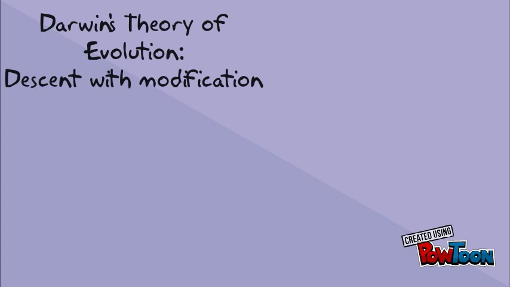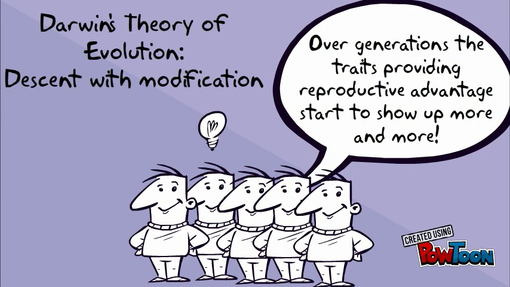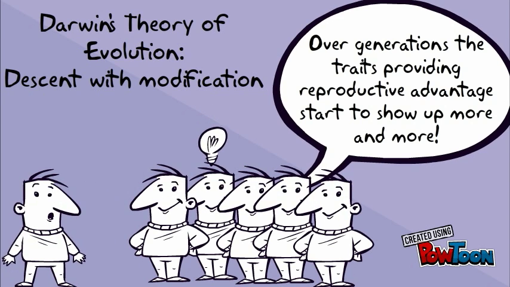Everyone knows Charles Darwin as the father of evolution, so let's just jump right in with him. Darwin's theory of evolution begins with descent with modification. This basically states that over time and generations, the traits providing reproductive advantage become more and more common within the population.